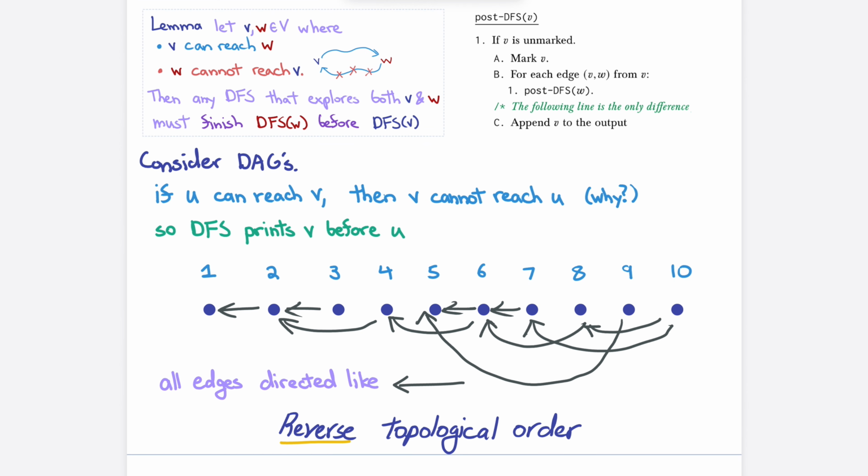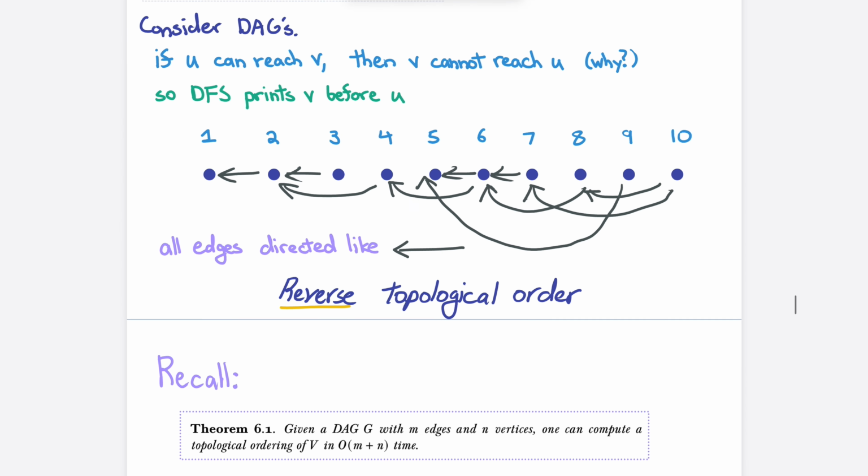Alternatively, if you wanted it to originally print out in topological order, what could you do? Print before? I'm not sure actually about that. Yeah, we can flip the edges in the graph and then do it. So that's always another option to keep in mind.